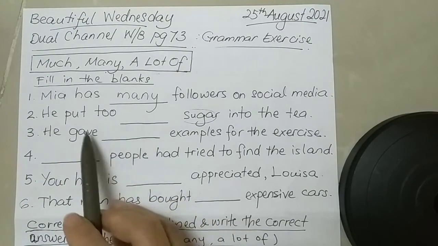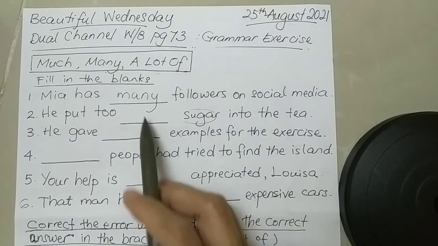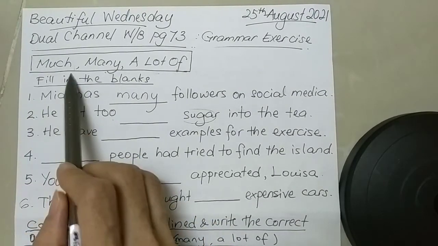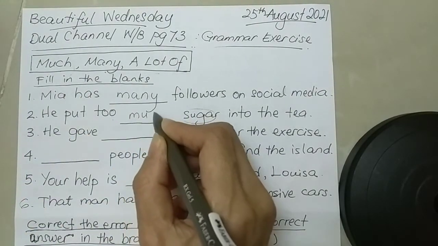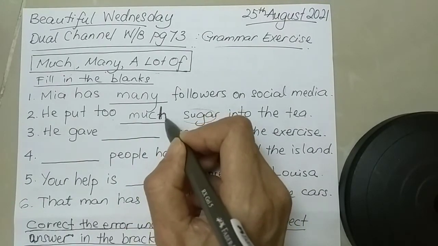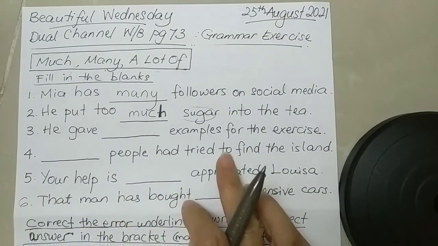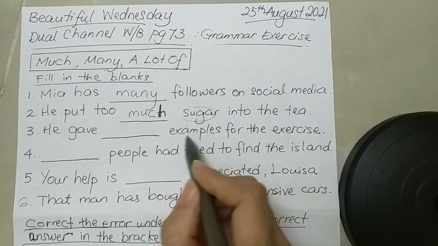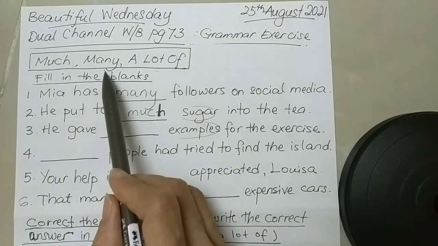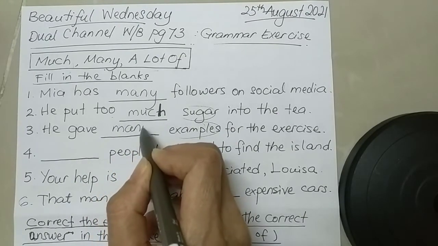Too much. We can't say too a lot of. It will sound very weird. So normally before we don't put too here. So the answer will be much. He put too much sugar into the tea. 3. He gave examples for the exercise. So examples is something that is countable, so we put many. He gave many examples.